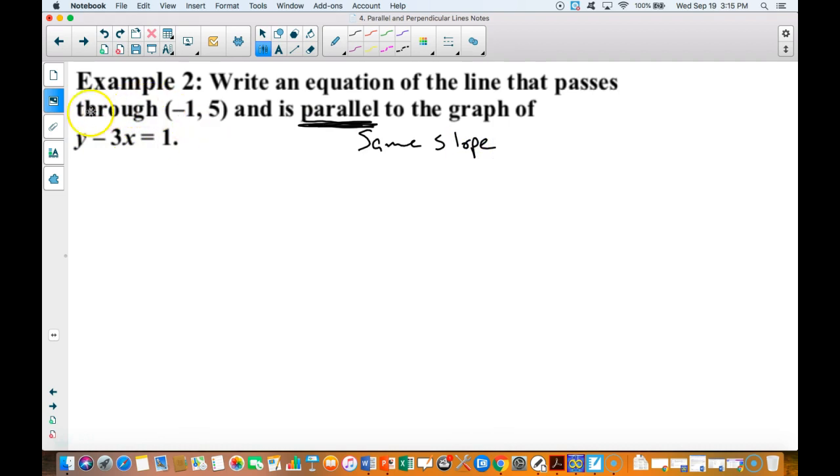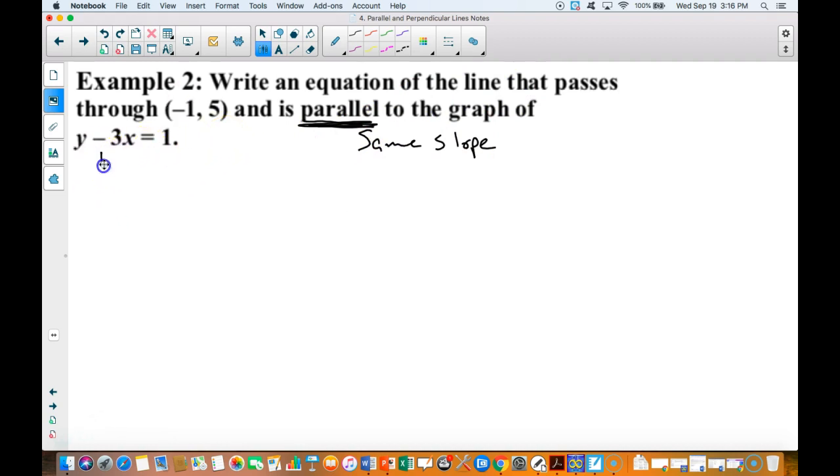Right? Now, just looking at this example here, this equation is not in slope-intercept form. It is not in the form y equals mx plus b. The y isn't by itself. So sometimes we will have to solve for y first. In order to know the slope from an equation, y has to be by itself.